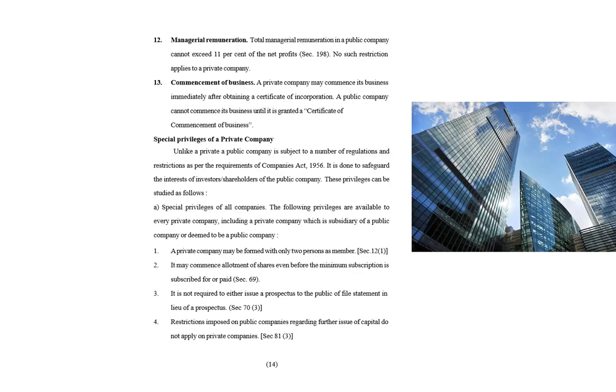So what are the privileges of a private company? A private company may be formed with only 2 persons. It can commence allotment of shares. It is not required to issue a prospectus also. Restrictions imposed on public companies regarding further issue of capital do not apply to private companies.